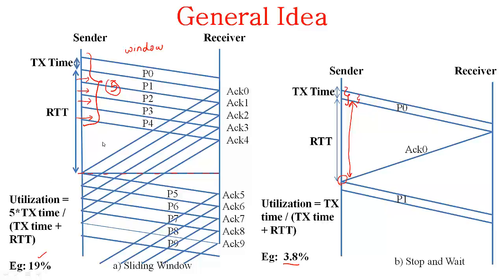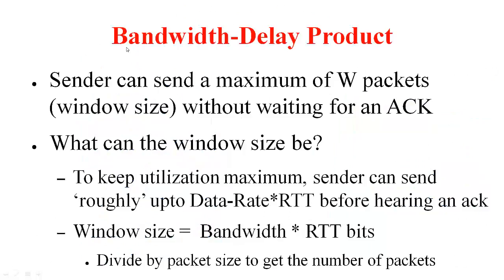So if I set this window equal to 5, my utilization became 5 times. Does it mean that if I set it to 1000, my utilization will become 1000? In other words, what should your window size be such that you make the best use of the link bandwidth? So there is this term called bandwidth delay product that captures this. In sliding window protocols, a sender can send a maximum of W packets without waiting for an acknowledgement, and we are answering the question, what can this window size be?